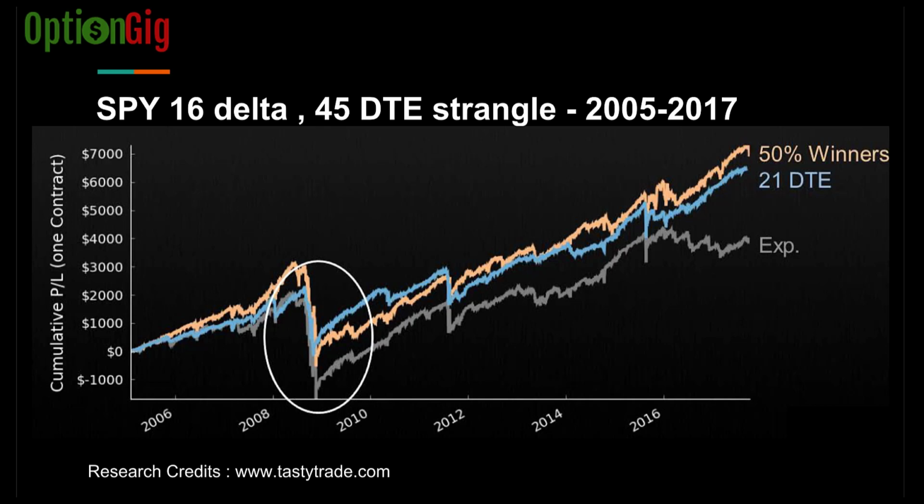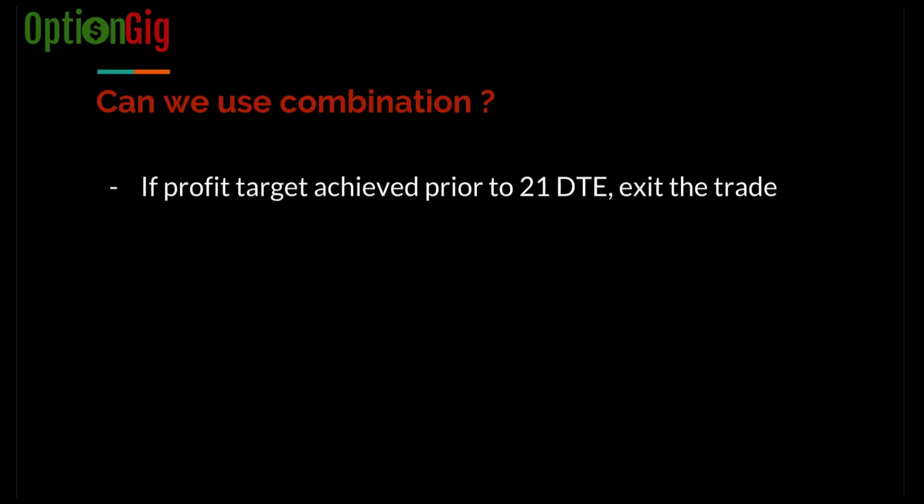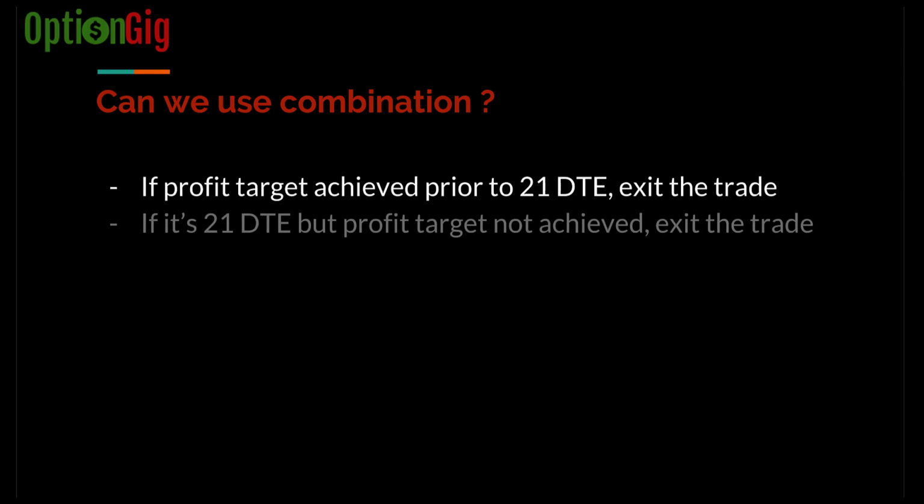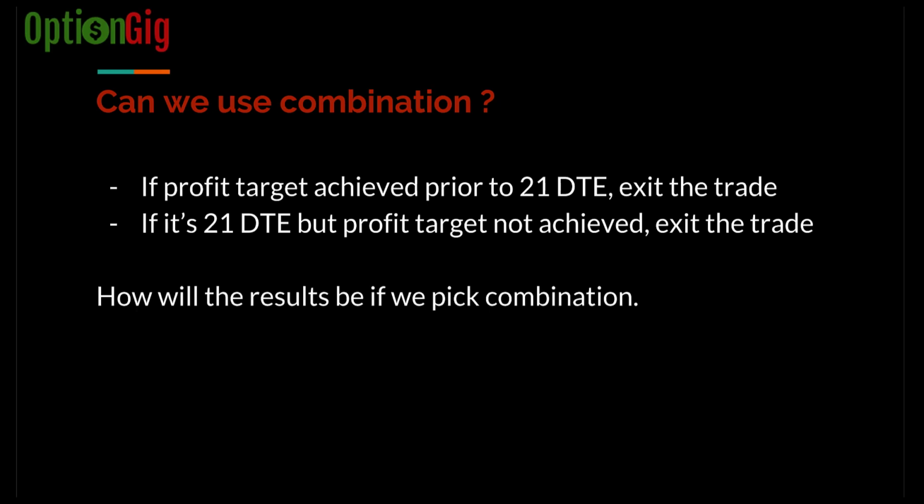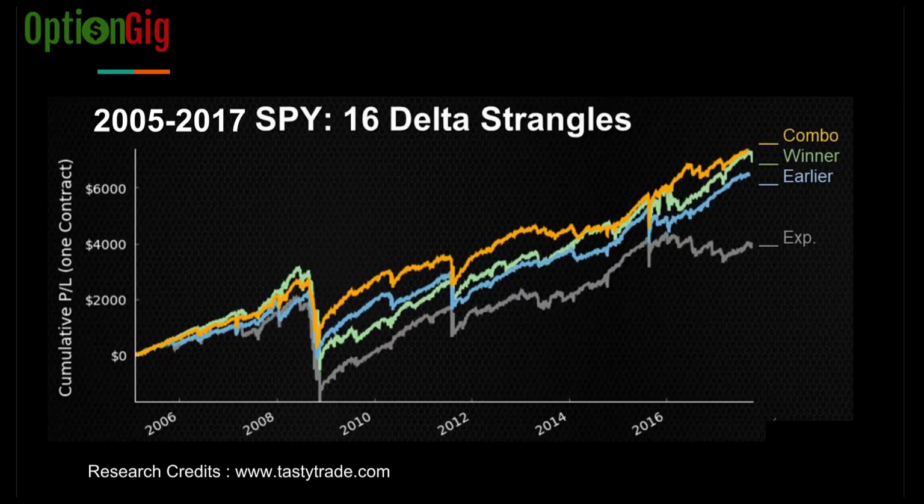Now let's look at a combination. If a profit target is achieved prior to 21 days to expiration, we exit the trade. Or if the profit target is not achieved but it is 21 days to expiration, we still exit the trade, which is a combo of the profit target plus days to expiration strategy. Let's look at how the results look. The light orange line which you see is the combo.